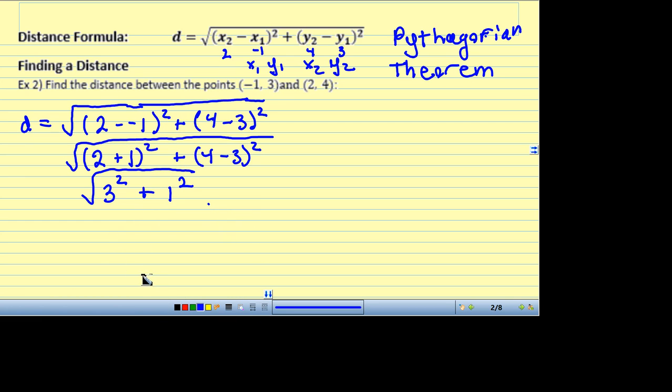3 squared, 9. 1 squared, 1. Be sure you add under square root. 9 plus 1, 10. Square root of 10. Oh, don't forget D equals.